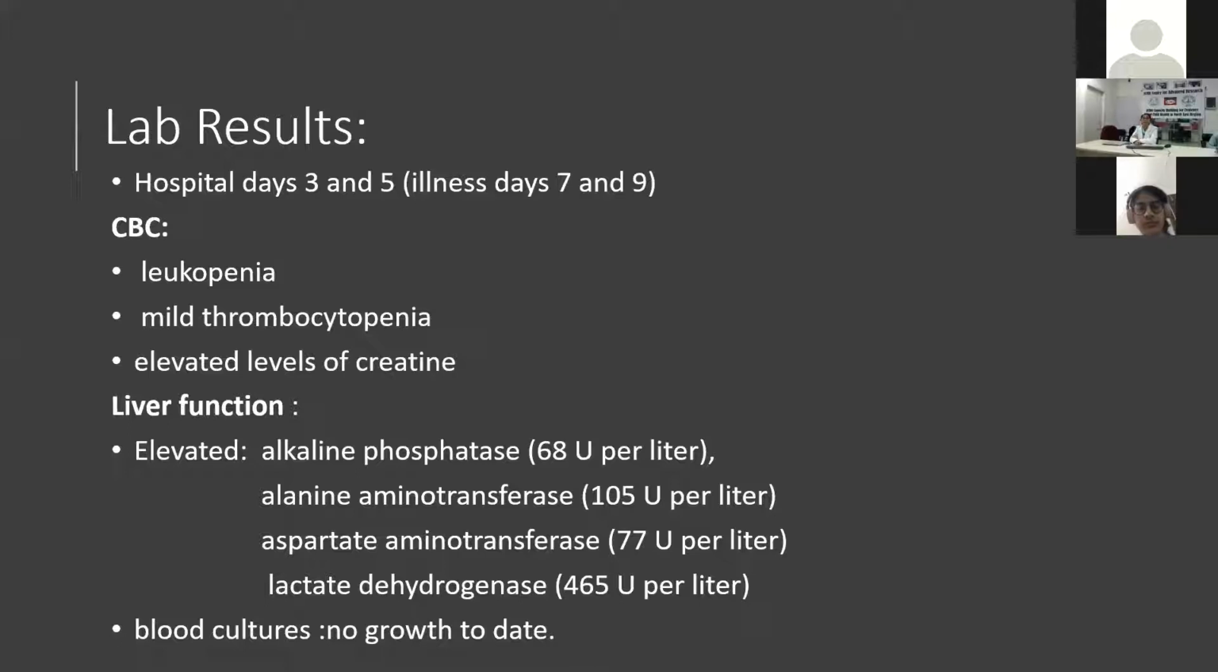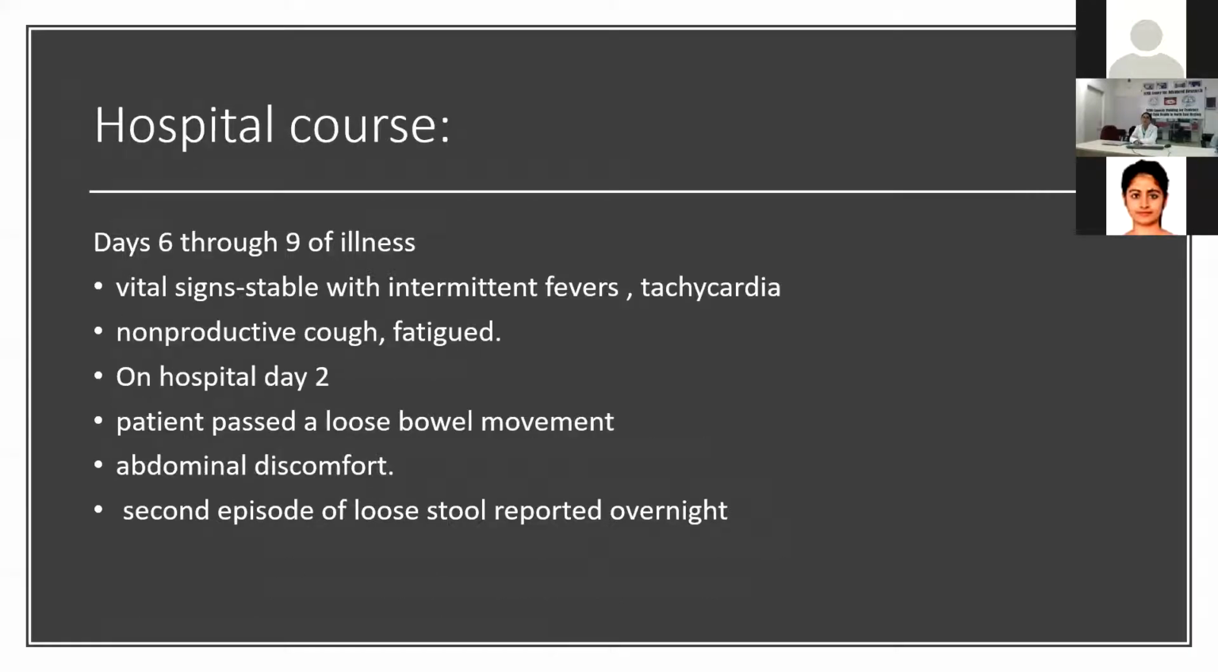Lab results: basic labs were run on the patient on hospital days 3 and 5, that means illness days 7 and 9. On complete blood picture, there was leukopenia, mild thrombocytopenia, and elevated levels of creatinine. Liver function was done, which showed elevated alkaline phosphatase, alanine aminotransferase, aspartate aminotransferase, and lactate dehydrogenase. Blood culture showed no growth to date.